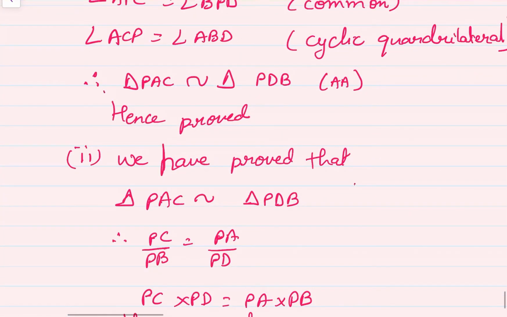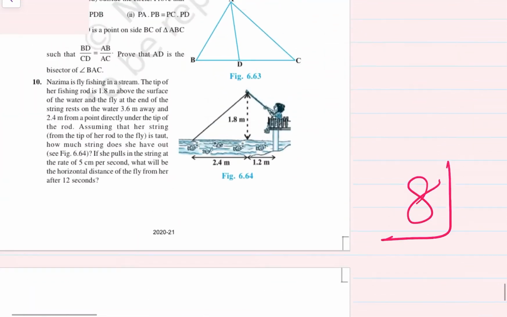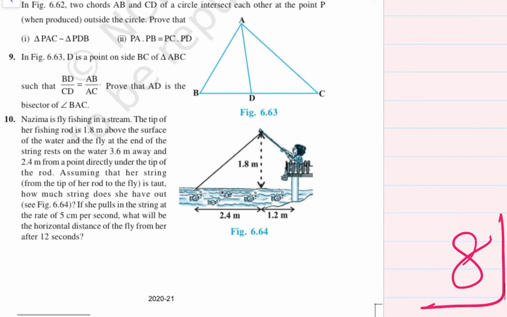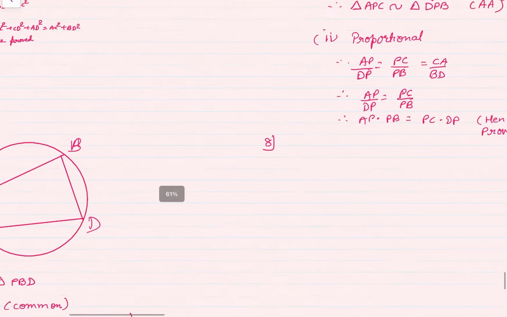Let us go to the ninth example. In the figure, D is a point on side BC of triangle ABC such that BD upon CD is equal to AB upon AC. Prove that AD is the bisector of angle PAC. So let us do that. That is your example 9.